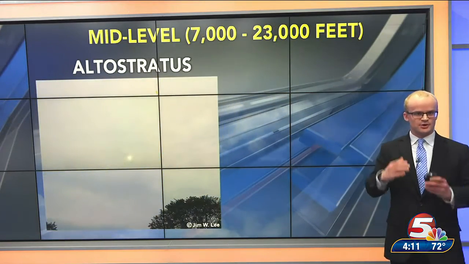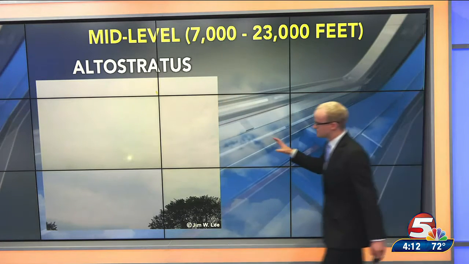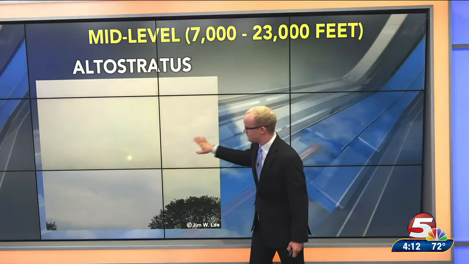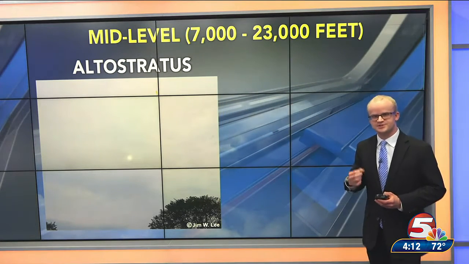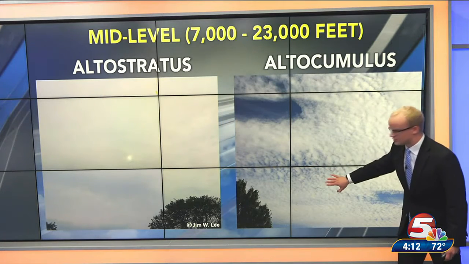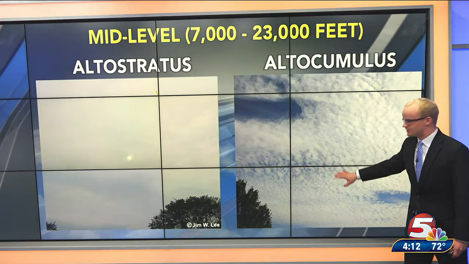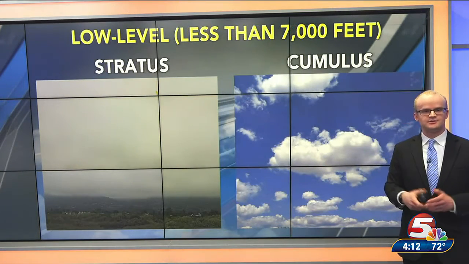Mid-level clouds, so now we're going down between 7,000 and 23,000 feet. Altostratus clouds are a little bit thicker, kind of like that veil in the atmosphere, but these clouds are formed with water droplets instead of ice crystals. Altocumulus clouds have a bit more regular interval spacing between the clouds. There are some patches of blue sky in between those clouds.